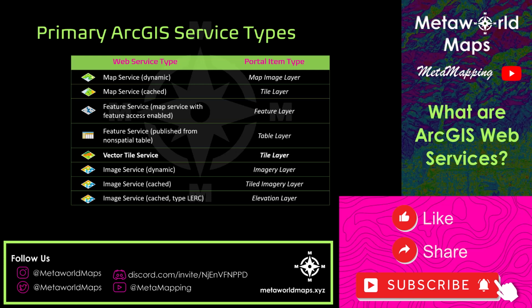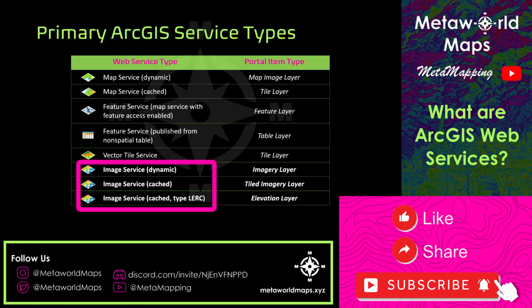This type of service is great if you want a very performant web service without caching all of those map images on the server. So next we have image services. Now there's a few different types of image services: dynamic, cached, and cached type LERC. So let's first start with image services that are dynamic.